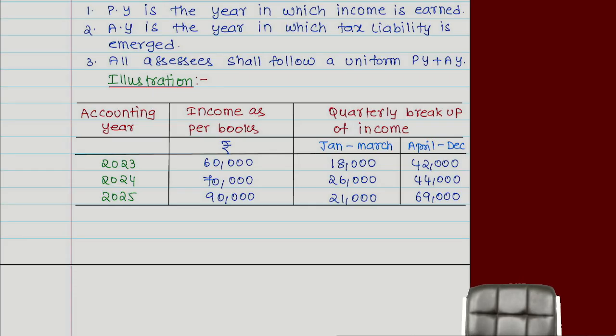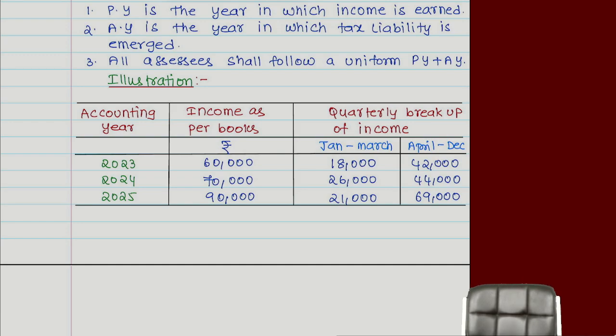In this accounting year, starting from January to December 2023, how much is the income as per the books? 60,000. Loudly. 60,000. In this 60,000, 18,000 came between January and March, and 42,000 came between April and December. Very good.